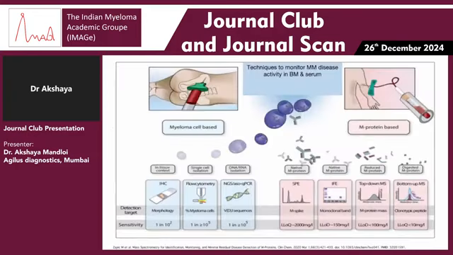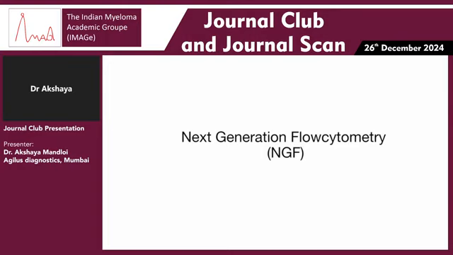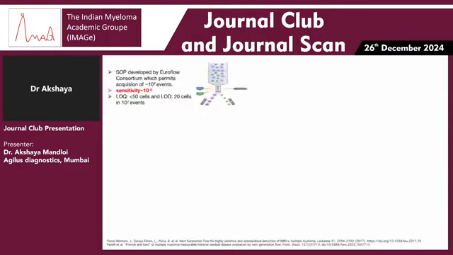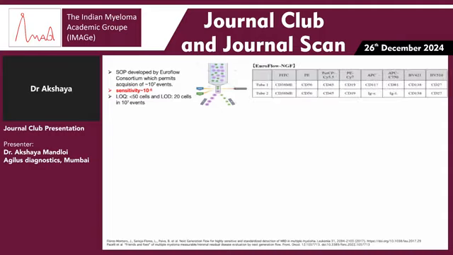So various techniques are there to monitor multiple myeloma disease activity in bone marrow and serum. In the cell-based techniques, we can do it with IHC with very low sensitivity, or flow cytometry and NGS with near comparable sensitivity, or we can detect M protein in serum with the help of SPIFE or the novel technique of mass spectrometry. Just a brief point about next generation flow cytometry. It uses the SOP developed by the Euroflow Consortium, which permits acquisition of more than 10 to the power 7 events, and its sensitivity is approximately 10 to the power minus 6.